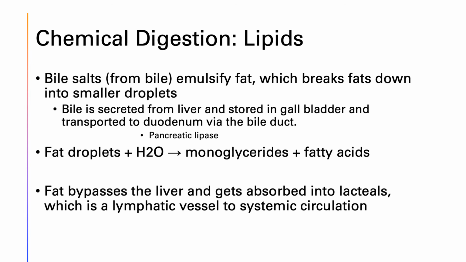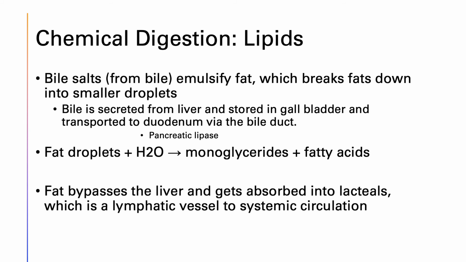If you remember from anatomy, bile is secreted from the liver and stored in your gallbladder where it's concentrated, and then it's transported to the duodenum, the first part of the small intestine, via the bile duct. Once the bile is within the duodenum, it helps with emulsification of the fat, breaking the fat down. Once we get those smaller fat droplets in the small intestine, pancreatic lipase, which is secreted via the pancreatic duct through the ampulla, the same opening where the bile duct comes into the duodenum, will help break down the fat droplets into monoglycerides and fatty acids.